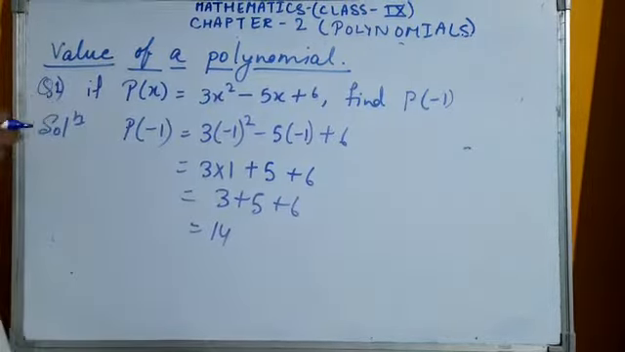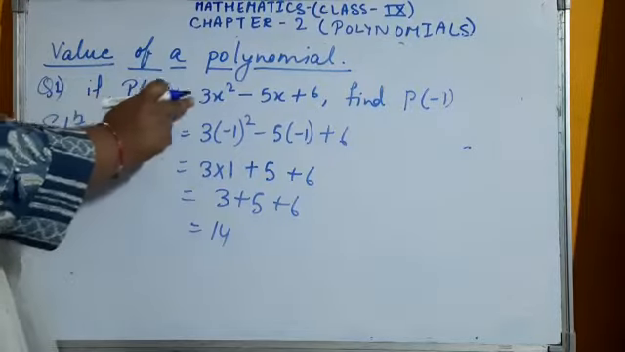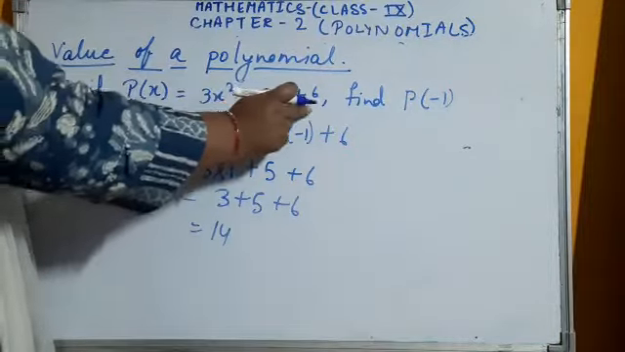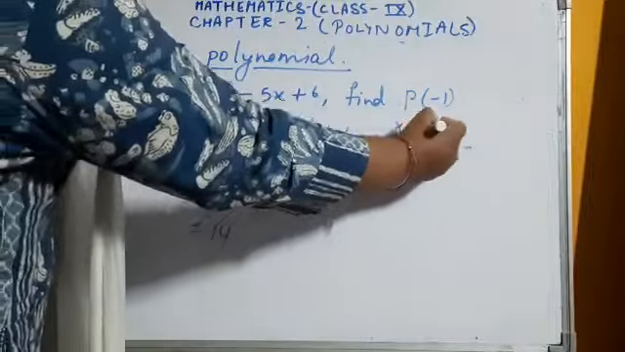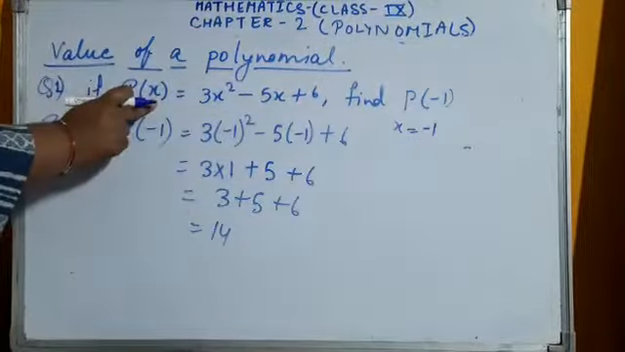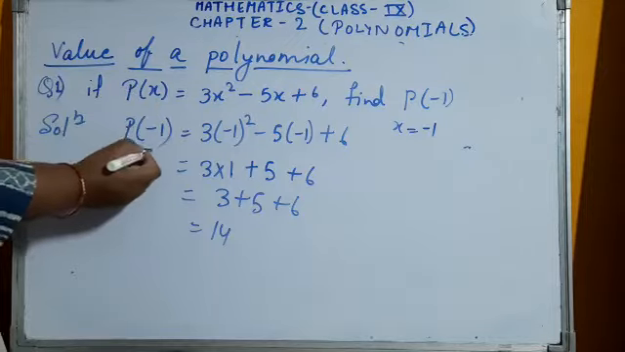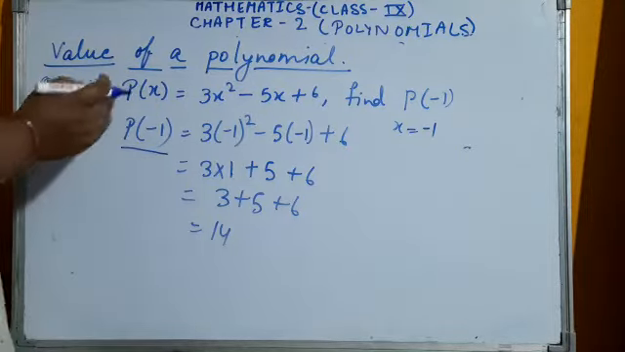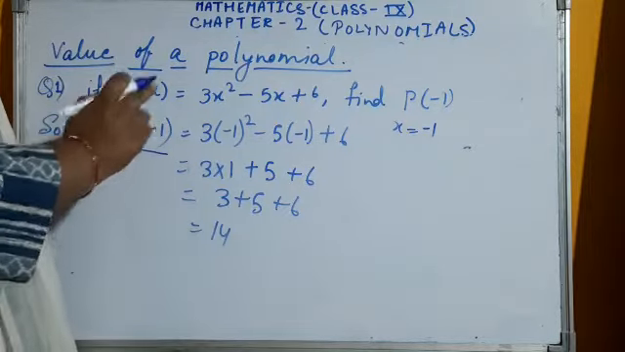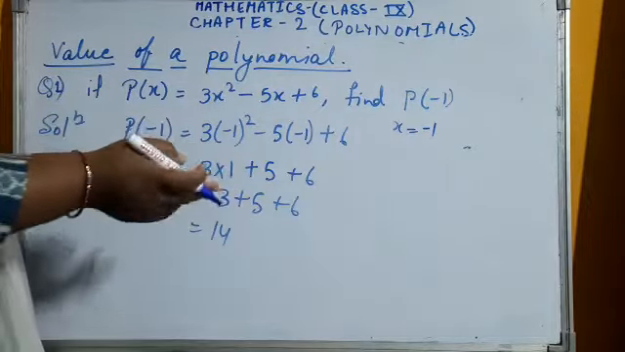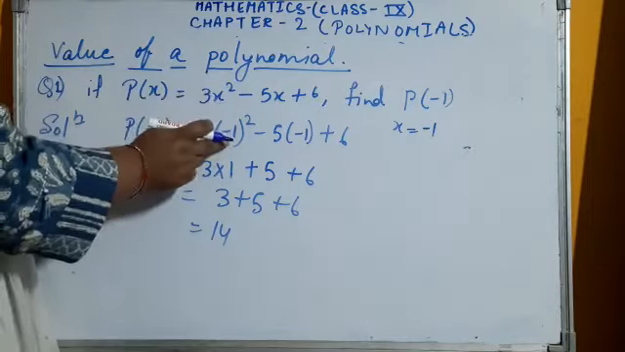Suppose we have to find the value of p(x). p(x) is 3x square minus 5x plus 6. We have to find its value at the point x equal to minus 1. So at the place of x we will put minus 1 and we will calculate p of minus 1. Since we have substituted the value of x as minus 1 in left hand side, in the right hand side also we will do the same. At the place of x let us put minus 1.